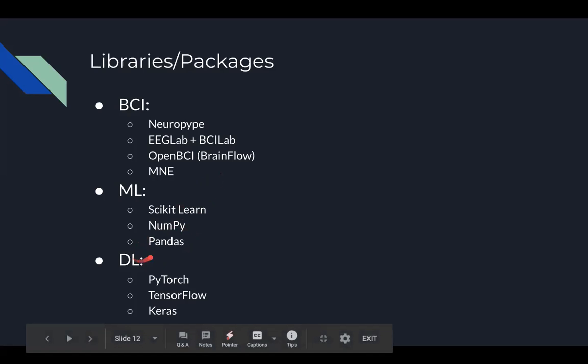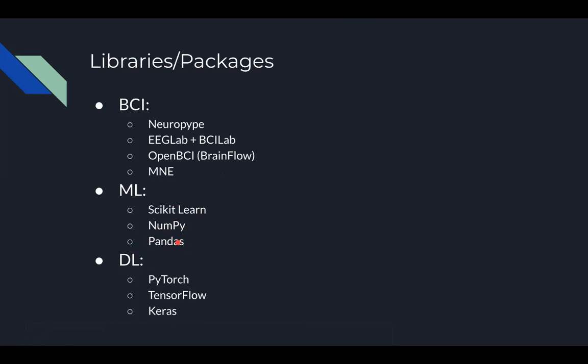Pandas is for dealing with tabular data, so probably less relevant in a neurotech context. But let's say you have a table of people with their ages and phone numbers and heights and stuff like that. Pandas basically just lets you visualize those and clean and look at that data and do quick analysis in a nice way.